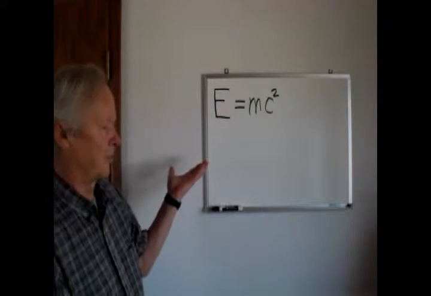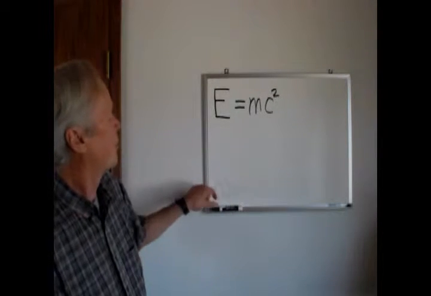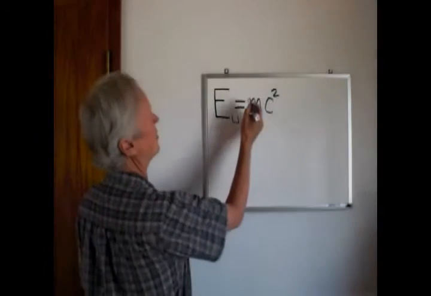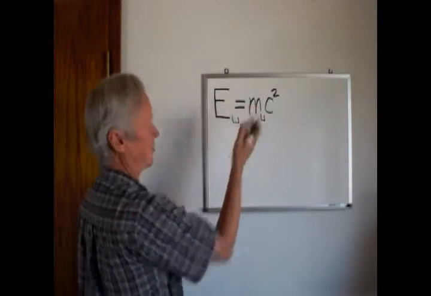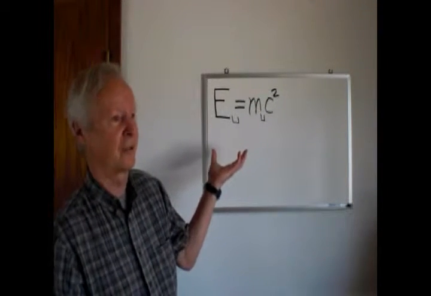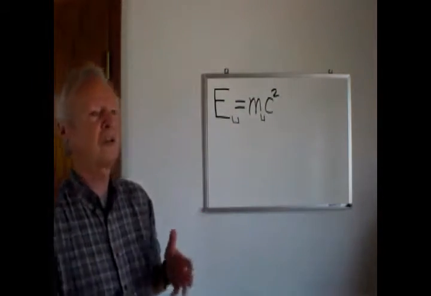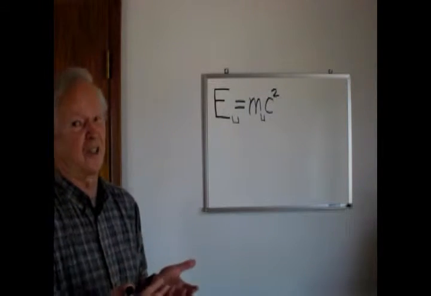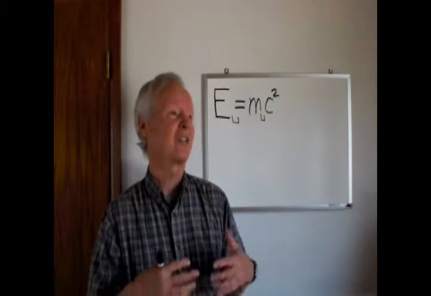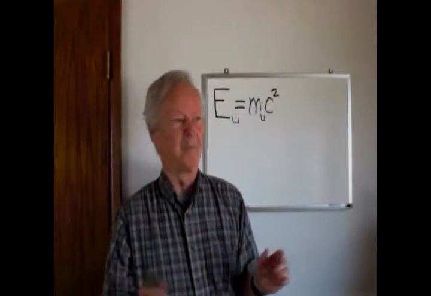But in terms of the universe, if we want to determine the energy of the universe, we could write this equation. E sub u, energy of the universe, is equal to the mass of the universe times the speed of light squared. But this equation is only half of the story. It tells us what the positive energy in the universe is. But we also know that there's another energy, there's a negative energy. And this is an energy we can't see.